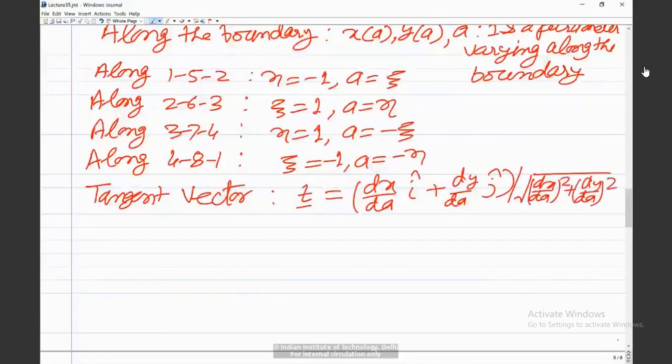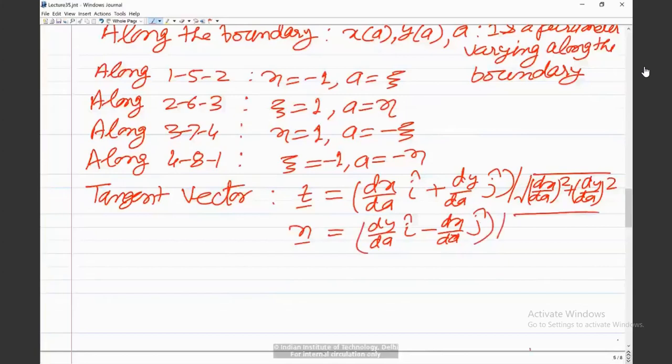So this is how you get the tangent, and once you have the tangent on the boundary, you can identify the normal. The normal is going to be perpendicular to the tangent, so its unit vector is going to be dy by dA i cap minus dx upon dA j cap divided by the magnitude. The magnitude is the same: the square root of dx by dA whole square plus dy upon dA whole square. So this is the normal vector. This normal, if that element is of the contactor body, will be the normal to the contactor. If that element is of the target body, then this would be the normal to the target body. So you would be able to get NC and NT using this expression.